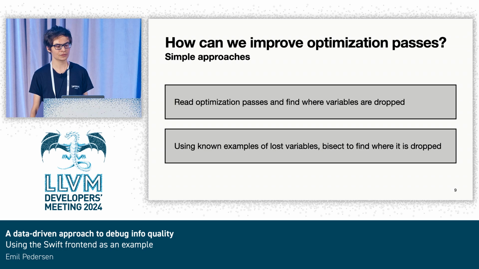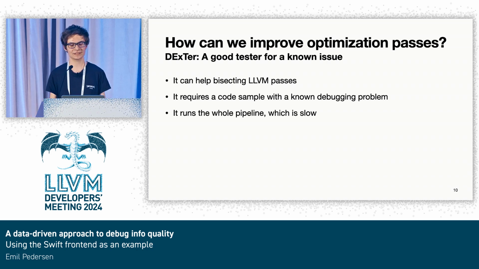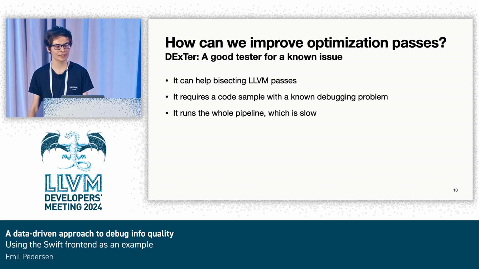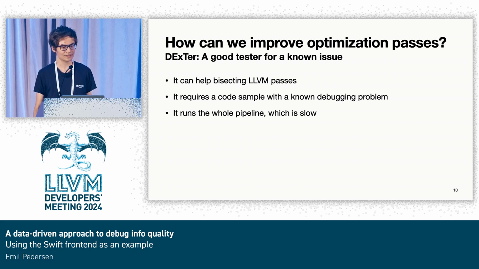A first simple approach is to read the code and try to understand what happens, but good luck with that. A better approach is to use a known example of variables being dropped by the compiler and then bisecting to find where it's lost, like at which pass. A way to do that is to use Dexter. It can help bisecting LLVM passes, but it requires a code sample with a known debugging problem, because we have to tell it what to expect. And so that only works for LLVM and not SIL. It also runs the whole pipeline, which can be slow.